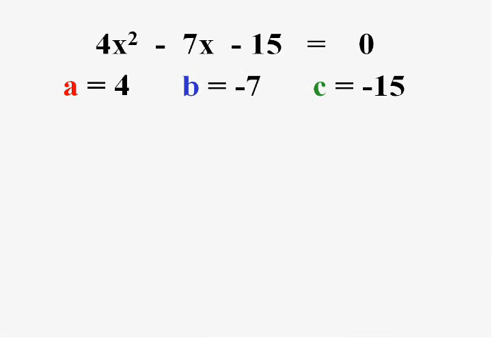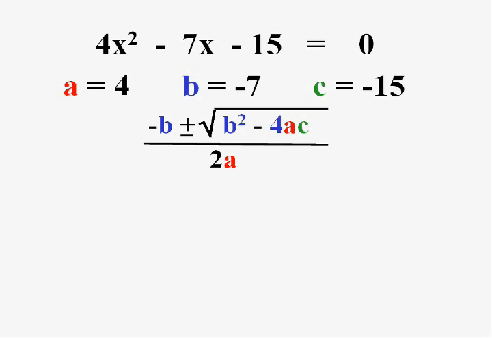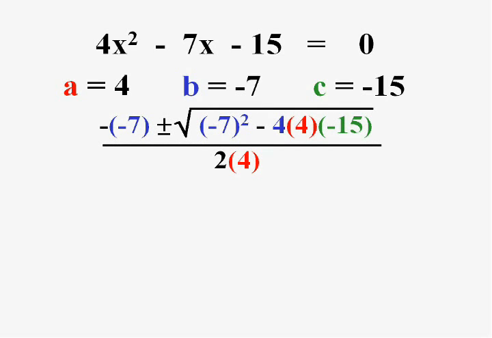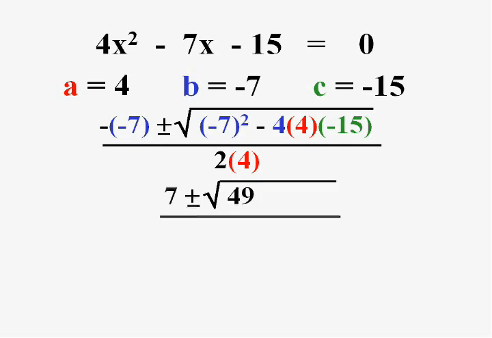Okay, wait a minute. Now, we're going to take those values and put them into the quadratic formula, which is this. You don't have to memorize it, just have to know how to use it. Negative of negative b, or negative of negative 7, and then I put a negative 7 in for b, and a 4 in for a, and a negative 15 in for c, and let's see what we get. I'm going to get 7 plus or minus the square root of 49.